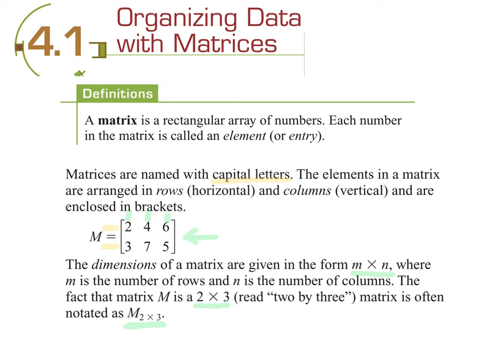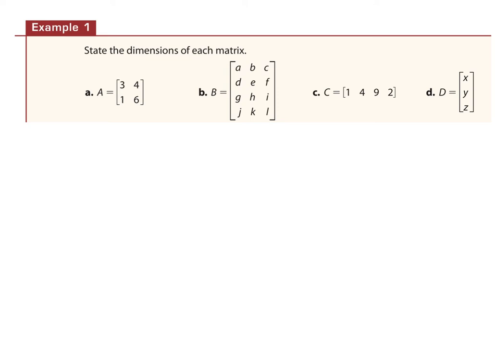So let's look at some of the things you do with them as far as just recognizing the different pieces of it. This says state the dimensions of each matrix. So if I were to state the dimensions, I would say my rows and then my columns. So this would be a 2 by 2. So the dimensions here would be 2 by 2. If I looked at this, I have 1, 2, 3, 4 rows and 3 columns. So 4 by 3. This is a special type of matrix. This actually only has 1 row and 4 columns, and this is called a row matrix.